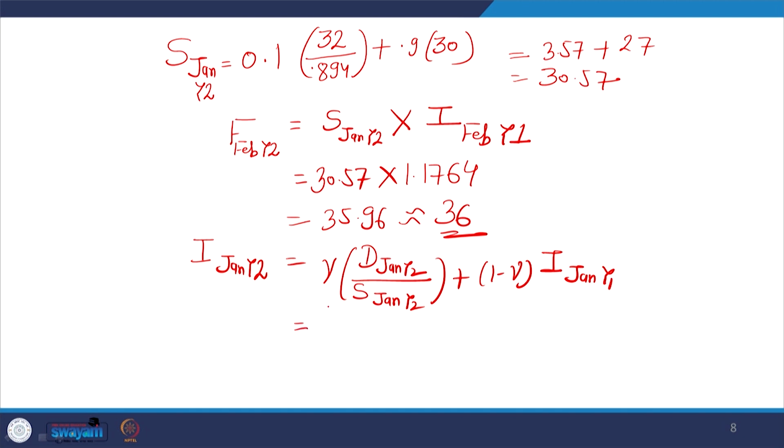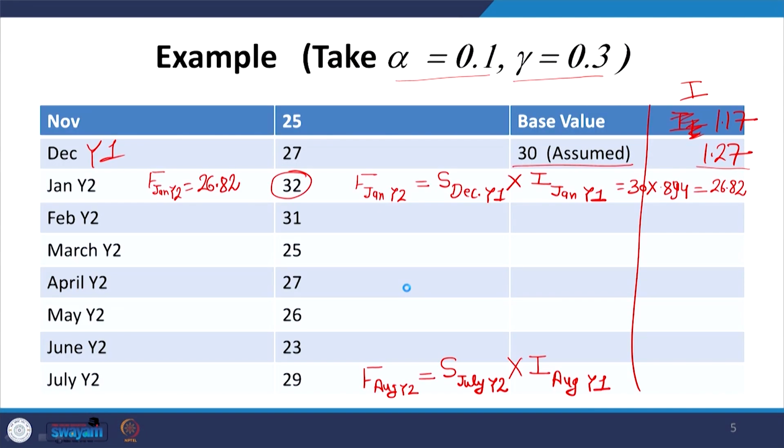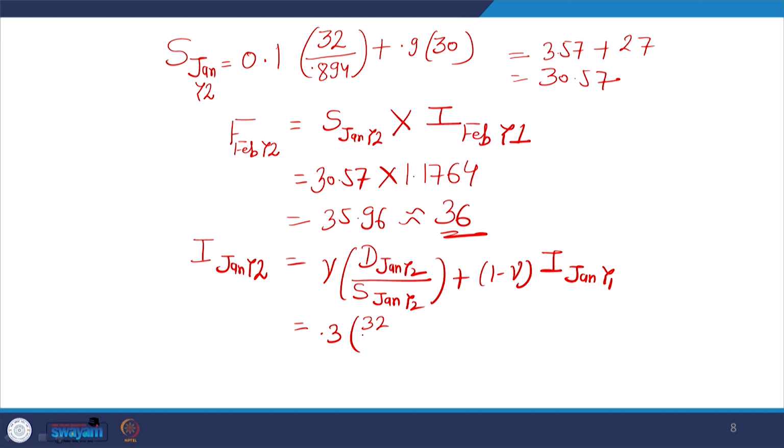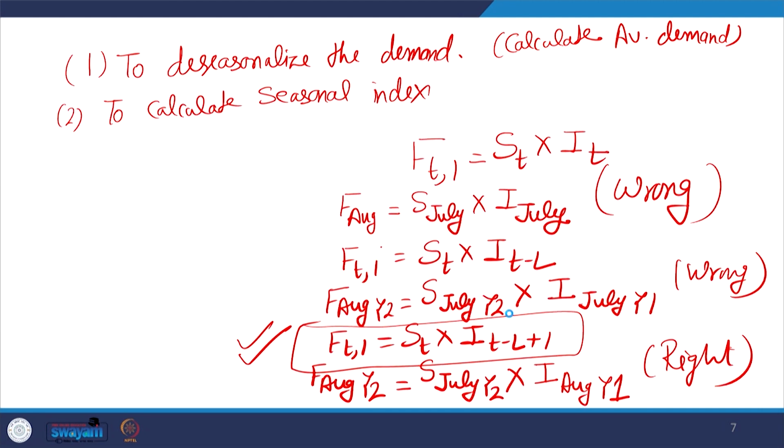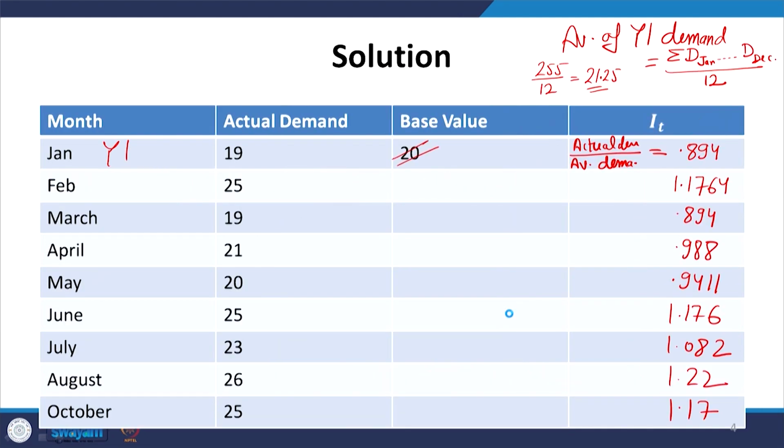Gamma's value we have taken as 0.3. So, this is 0.3. D January Y2, let us check, is 32. S January Y2 we have just calculated is 30.57, plus (1 minus gamma), that is 0.7, into I January Y1. I January Y1, if I recall, was around 0.8-something, 0.894.